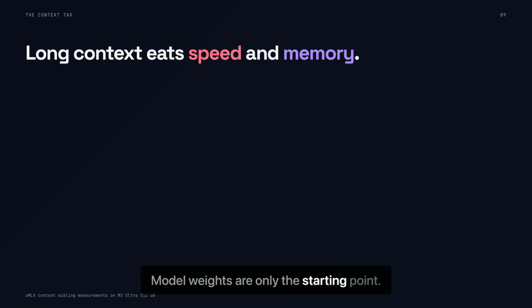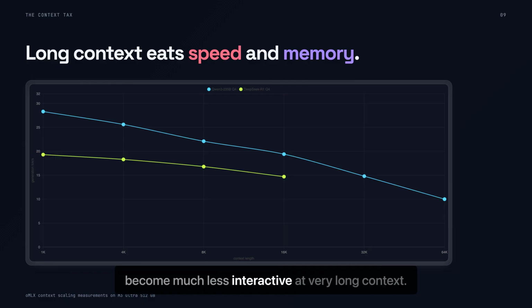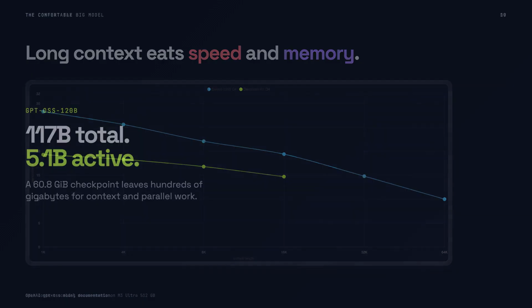Model weights are only the starting point. As context grows, attention and cache costs rise. Qwen3 falls from about 28 tokens per second at 1,000 tokens to 10 at 64,000. DeepSeek R1 falls from 19.3 to 14.7 by 16,000. So a model that technically fits can still become much less interactive at very long context.